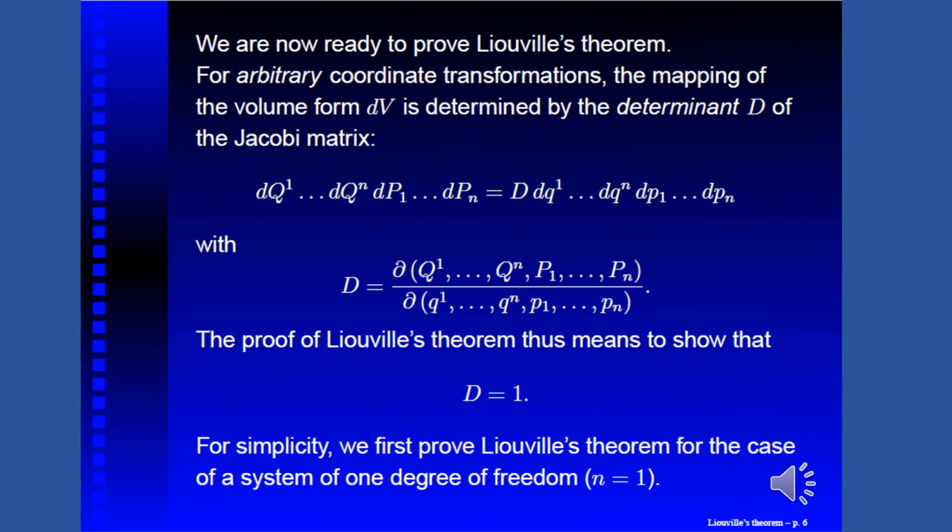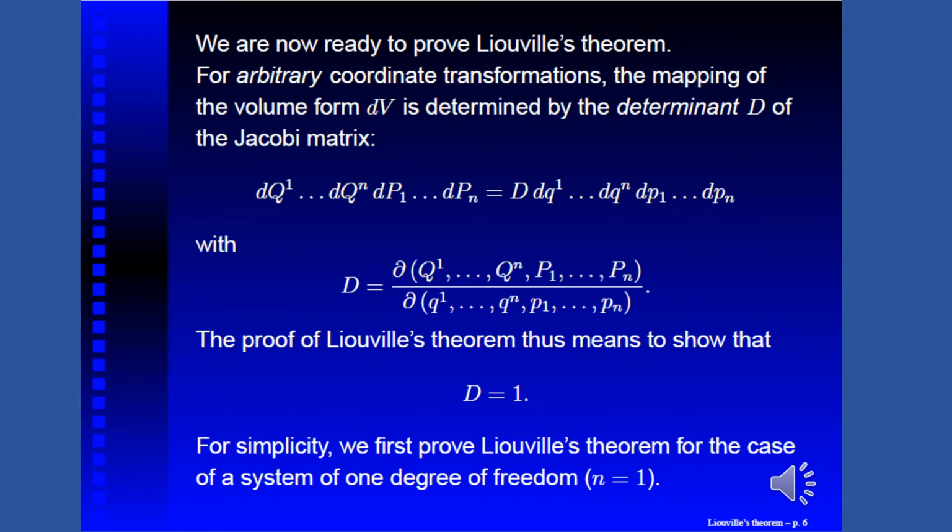We are now ready to prove the Liouville theorem. For arbitrary coordinate transformations, the mapping of the volume form dV is determined by the determinant capital D of the Jacobi matrix, that is dQ1 ... dQn dP1 ... dPn is equal to capital D dq1 ... dqn dp1 ... dpn, with capital D being the Jacobian determinant.